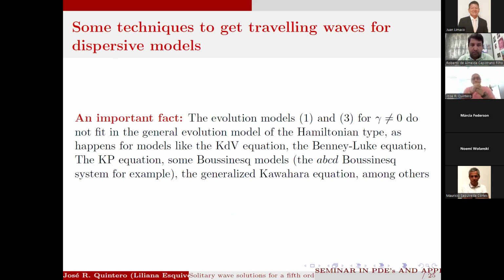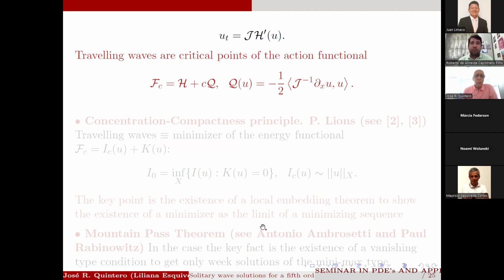So one important fact is that these models 1 and 3, the general one with gamma not equal to 0, do not fit in the Hamiltonian structure, as happens for the KDV, for the BBM, for the ABCD system, for the Kawahara model. I mean, there are many models with this Hamiltonian structure. And in those cases, when we have the Hamiltonian structure, the equation can be written as u_t equals J H prime of u. H is known as the Hamiltonian, and J is a skew-symmetric operator in some Hilbert space. And in this context, traveling waves are characterized as critical points of the action functional, which is this one, where Q is defined this way.